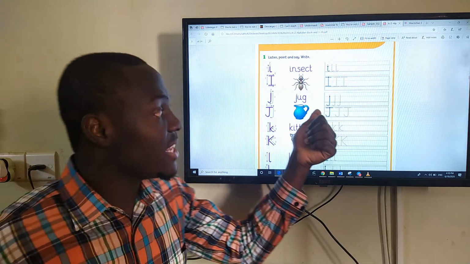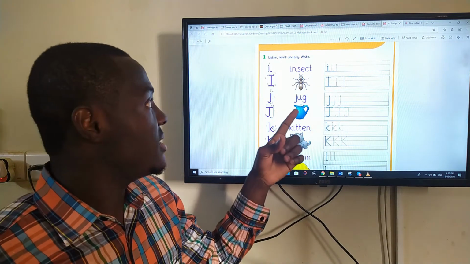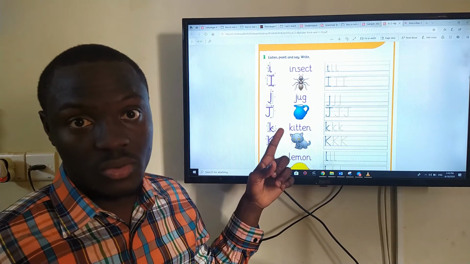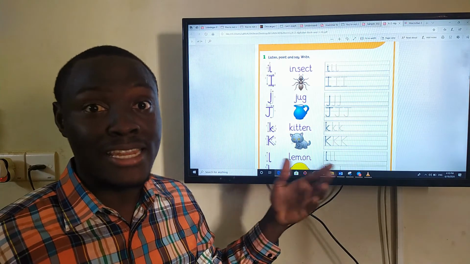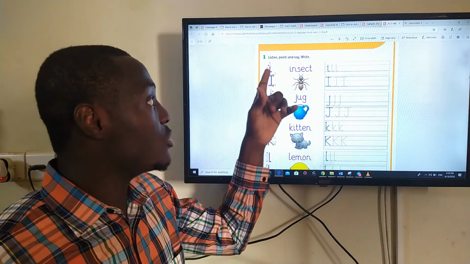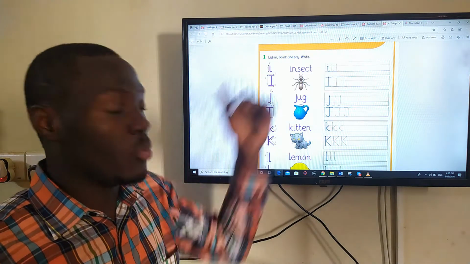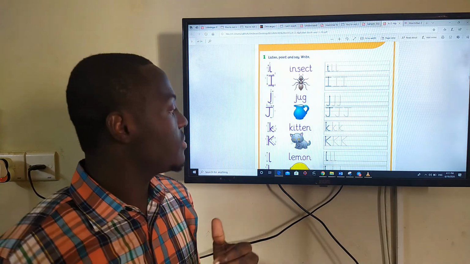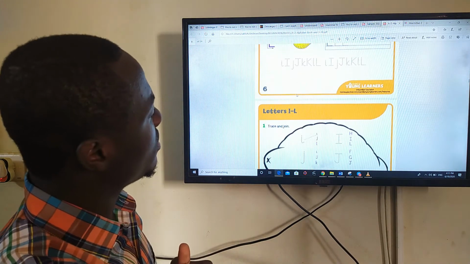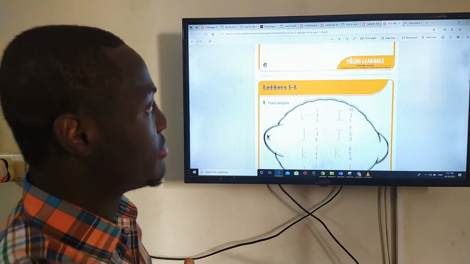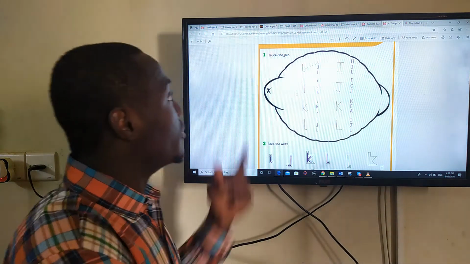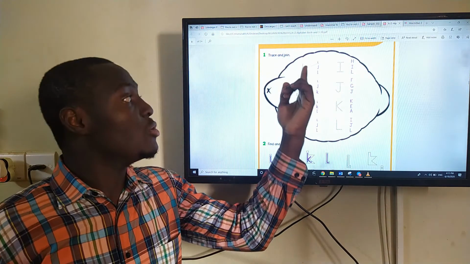I've also explained this one in our previous page. I talked about these directional arrows. You don't just start writing letters anyhow. That is why these arrows have been provided for you to see how the letters are written, where to start from and where to end when writing a letter. We also have trace and join. Nothing much to say here, because we now know the meaning of tracing and joining.